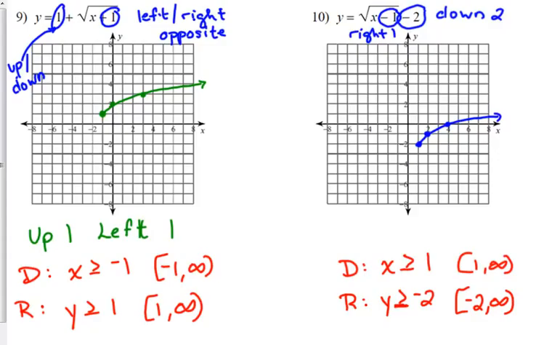Oh, this one would have an error at 0. So on a quiz or a test, I'm not going to make you fill out the table. The table here is just to help point out some things that you need to know about square root functions.